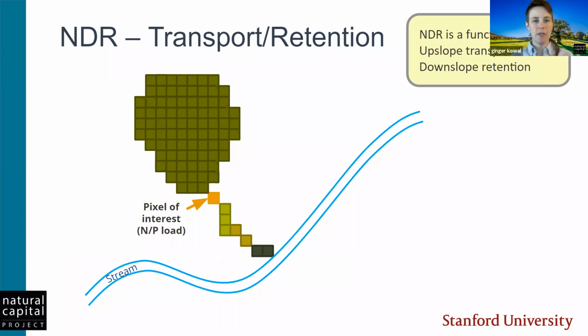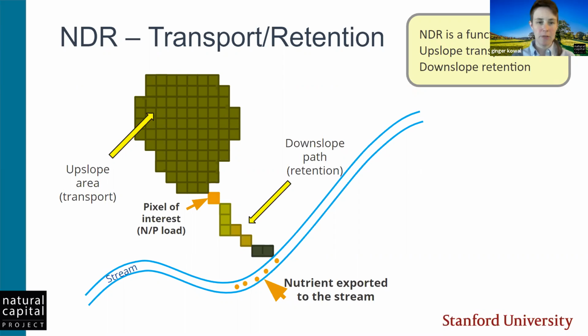So as I said, the main new thing about this model is that in the nutrient model, nutrient loads are a function of land cover. So forest, for example, would have one nitrogen or phosphorus application rate. General agriculture would have a different application rate, et cetera. And these are usually derived from nutrient application rates like fertilizer use, livestock density, or even just atmospheric deposition. And then we use a very similar concept to the sediment delivery ratio to calculate the upslope contributing area and the downslope retention path, estimating the fraction of that nutrient applied that is exported to the stream.